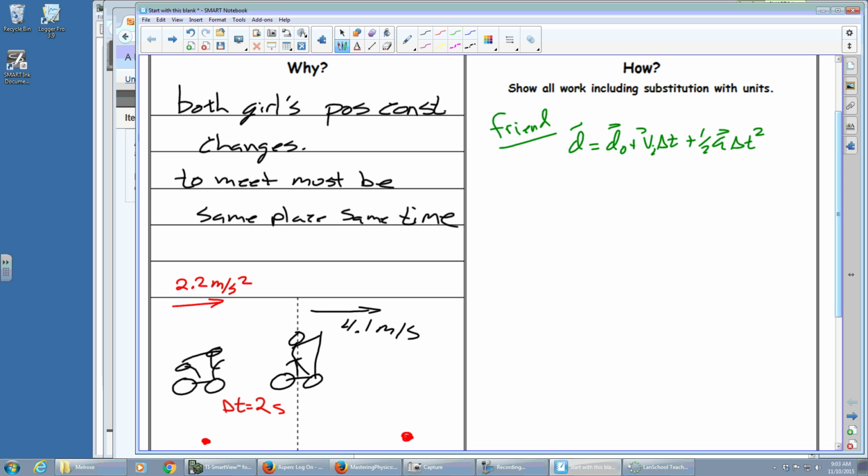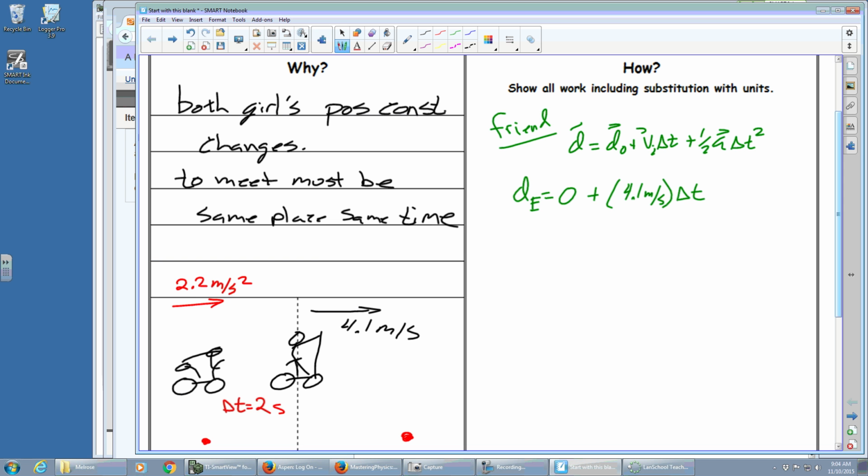Or you can just sit there, and that's not as good. So the friend is going to end up at the distance at the end, started at 0. Her initial velocity was 4.1 meters per second. Traveled it for some delta time, and she has no acceleration. So do I even need to write that last term? No, because what's 1/2 times 0 times t squared? 0. Okay, good.